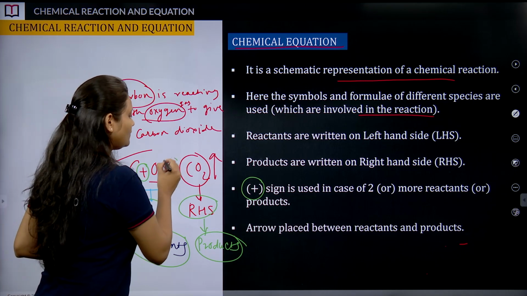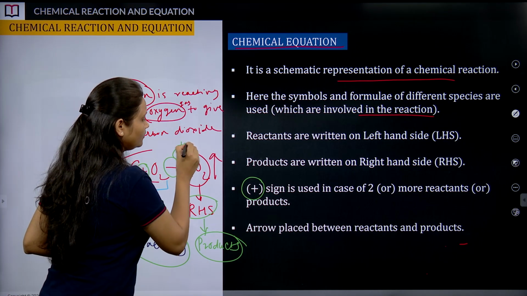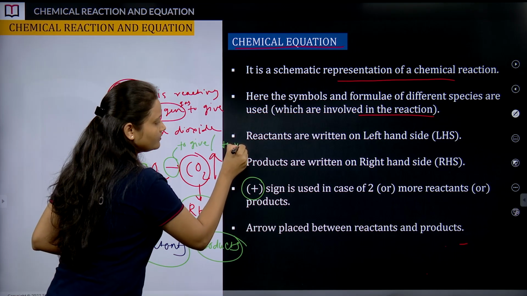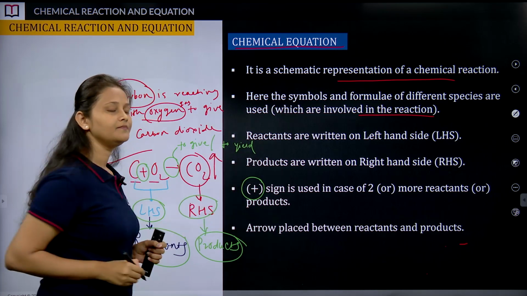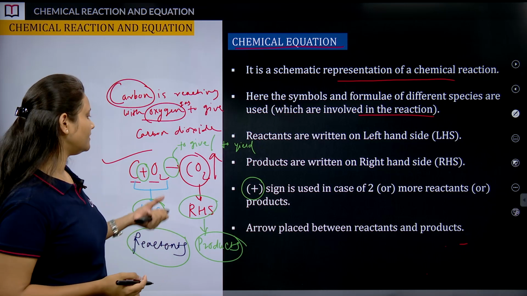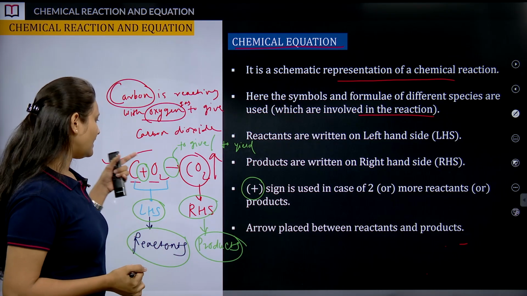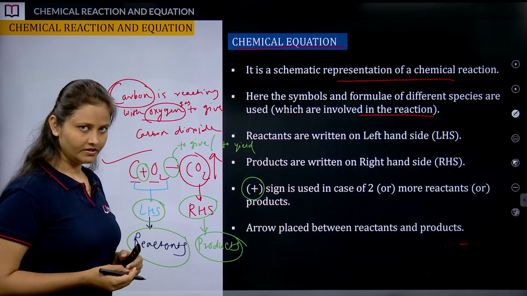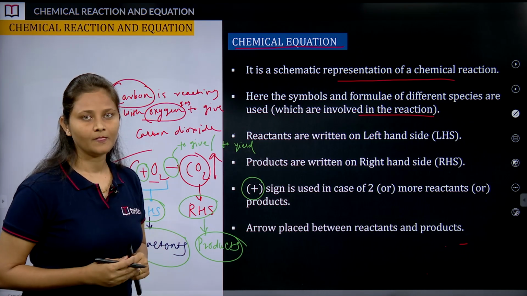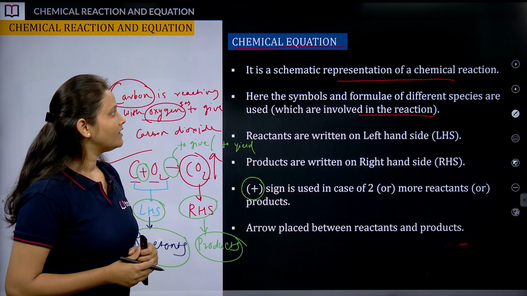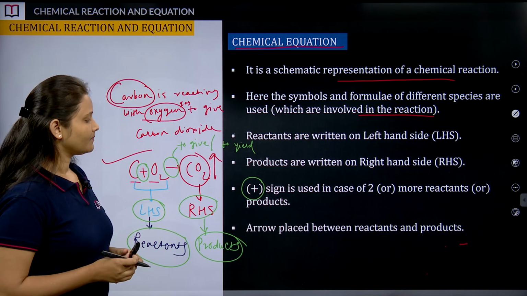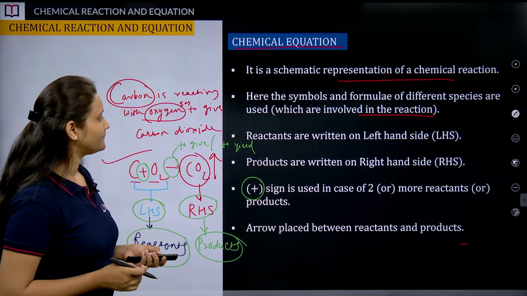And this arrow shows to give, or to yield, to produce basically. What? The product. What is the product here? CO2. So carbon and oxygen are reacting with each other and now they are going to give carbon dioxide. Is there any problem following till here? Great. Let's move ahead.